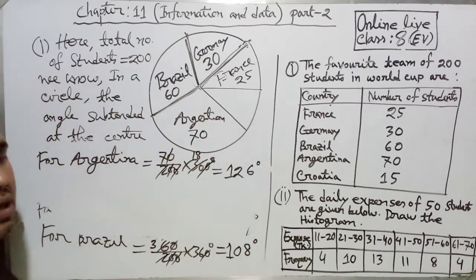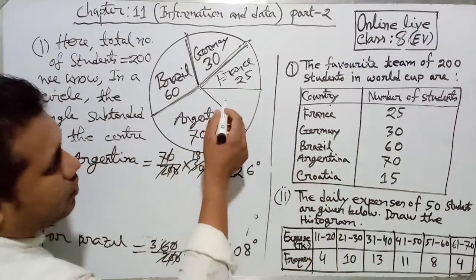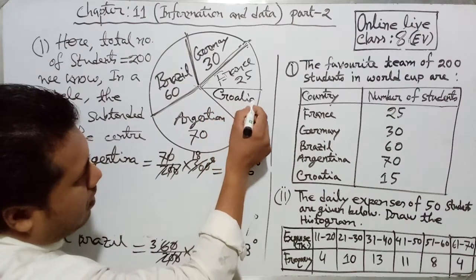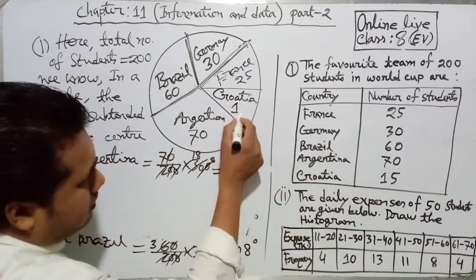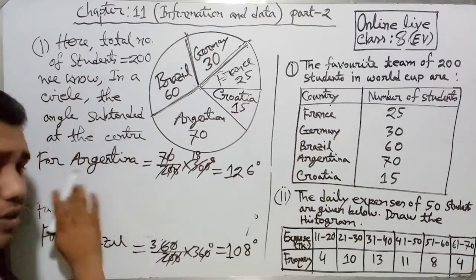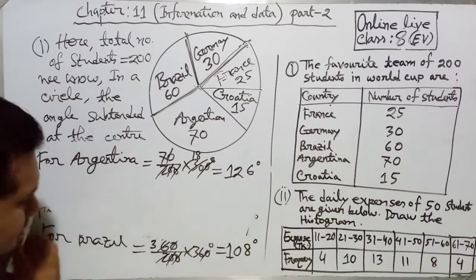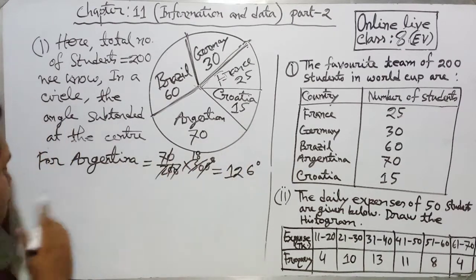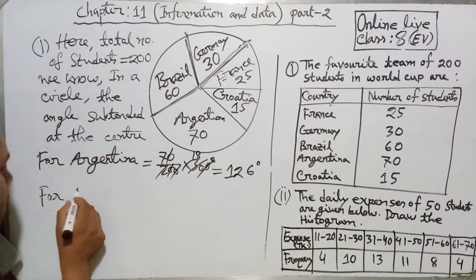And now what is our next one? This is Croatia. So you can write this is Croatia. And this is 50. But you have to show the degree. Clear? We can draw it without showing the degree, but we have to show it. So now write for Croatia.